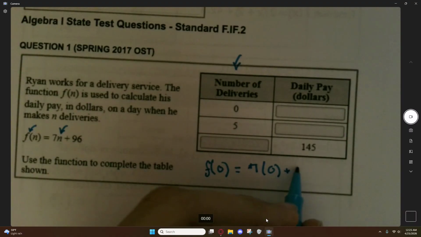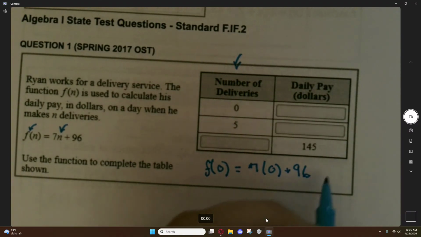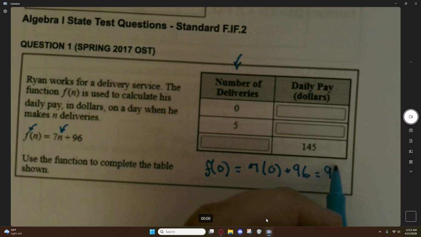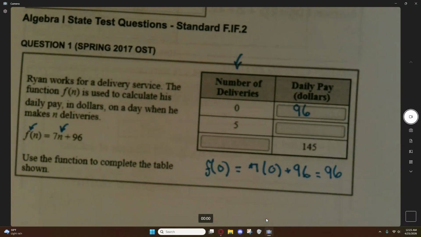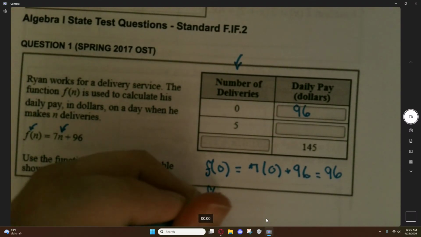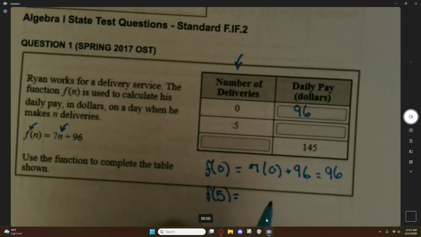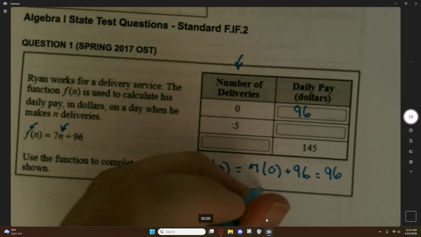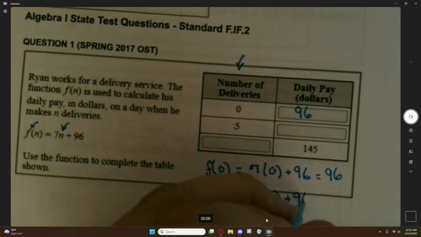times 0 plus 96. We all know at this point that 7 times 0 is 0. 0 plus 96 is equal to 96. So that would be your first one. Then you would want to find f of 5, because he made 5 deliveries. So now we're going to take out n and put in 5.